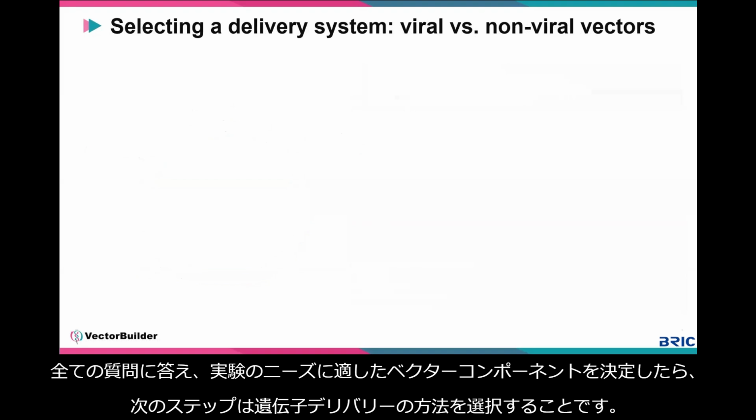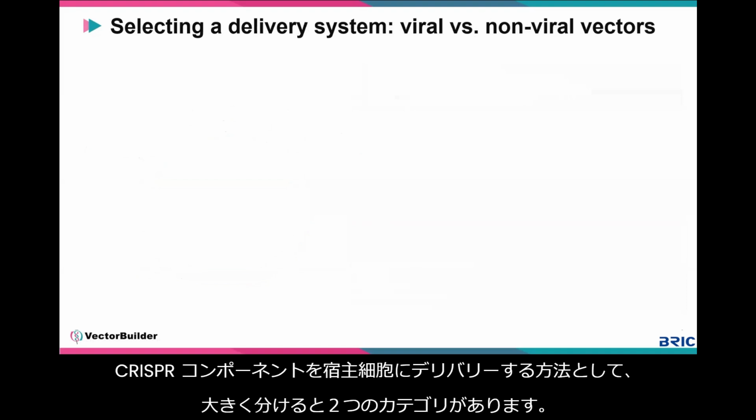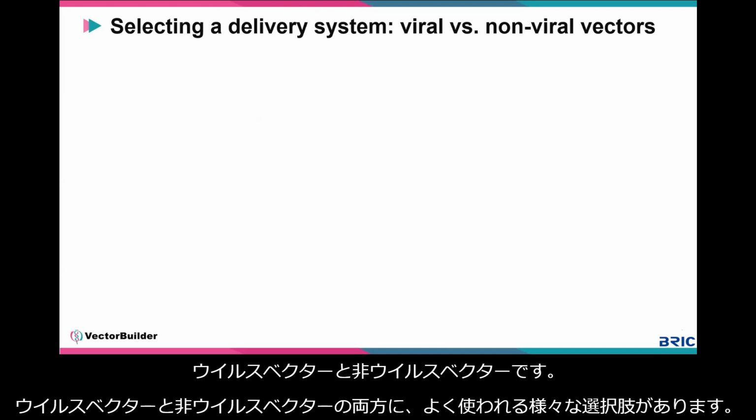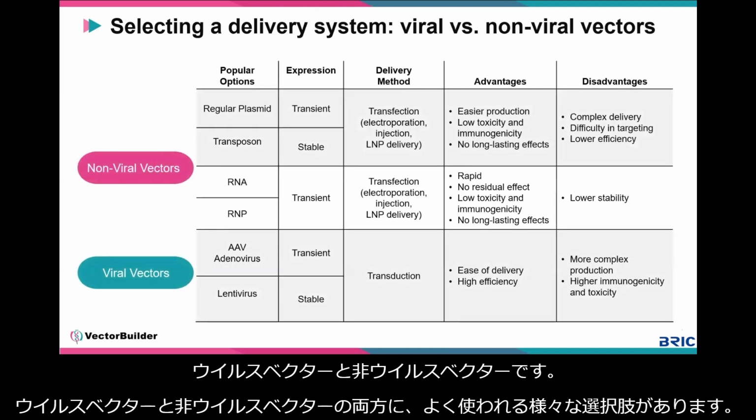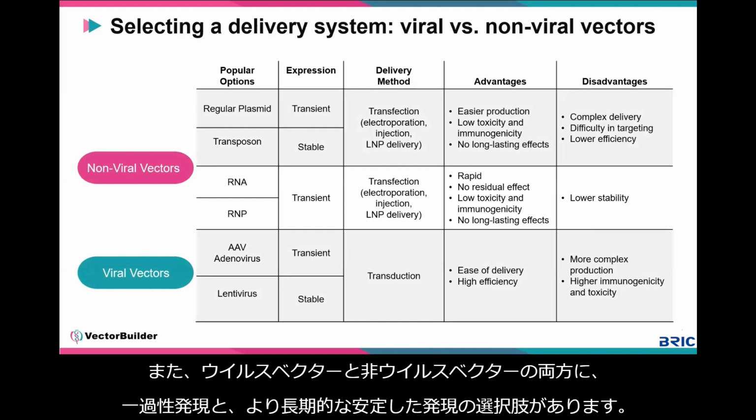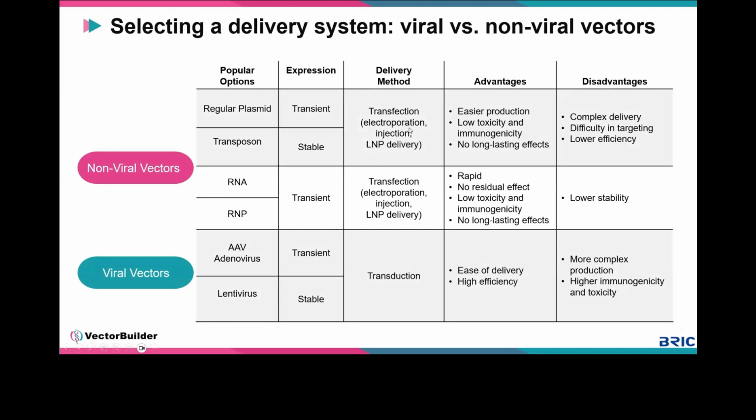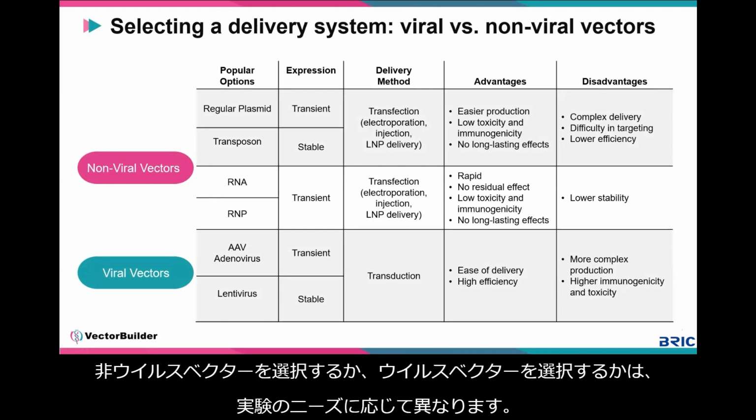All right, once you have answered all the questions and decided the right kind of vector components for your experimental needs, the next step is selecting a delivery system and how you deliver the CRISPR components into your host cells. So for this, broadly, there are two main categories. There are viral vectors and non-viral vectors. Both have plenty of popular options, and both have options where transient, temporary expression is possible and also more long-term stable expression is possible. And whether you choose a non-viral vector or a viral vector, again, depends on your experimental needs.